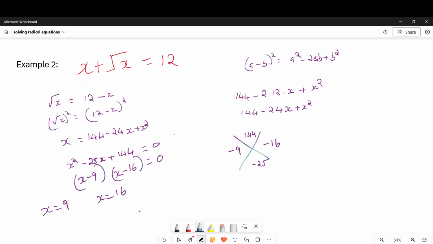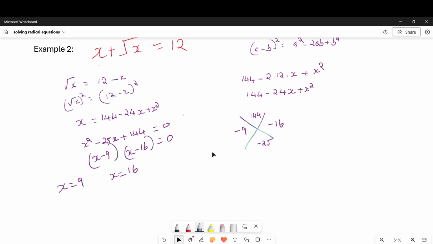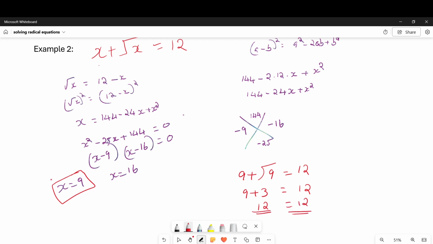So now what is our next step? Next step is checking these values. Plug these values into our original equation and check whether it is accepted or not. First we will check x is equal to 9. It's a very simple equation, so we can just put x is equal to 9. 9 plus root 9 is equal to 12. What is root 9? It is 3. So 9 plus 3 is 12. So 12 is equal to 12. The left hand side is equal to the right hand side, so this answer is correct.